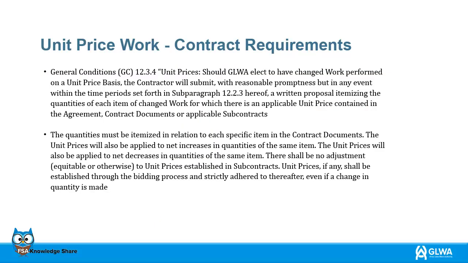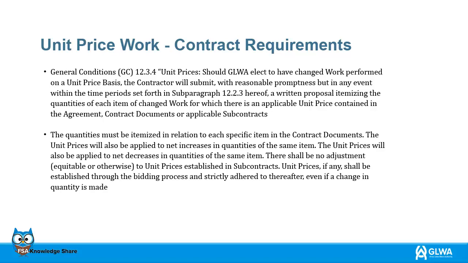Our contract provides detailed instructions whenever unit prices are applied. General Conditions 12.3.4, Unit prices. Should GLWA elect to have changed work performed on a unit price basis, the contractor will submit, with reasonable promptness but in any event within the time period set forth in subparagraph 12.2.3 hereof, a written proposal itemizing the quantities of each item of changed work for which there is an applicable unit price contained in the agreement, contract documents, or applicable subcontracts. The quantities must be itemized in relation to each specific item in the contract documents.